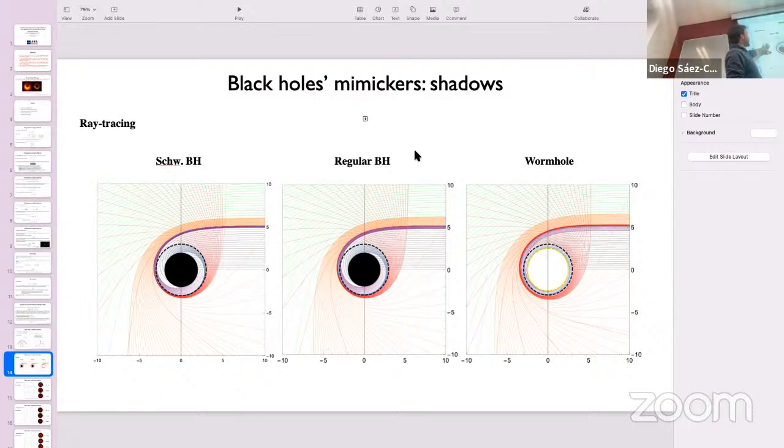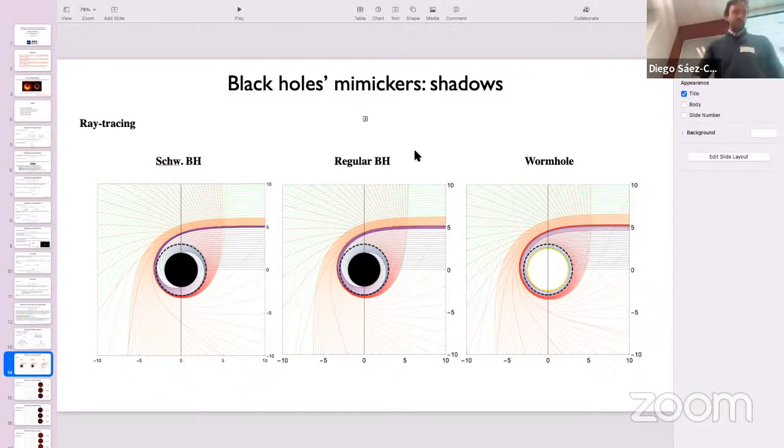Then if we do this for the three cases that we are studying, the picture is more or less the same when you just depict the trajectories. Actually, the regular and the Schwarzschild black hole apparently don't give any difference. Just if you go to the wormhole, where we are assuming obviously that there is no emission from the other side of the throat, the ranges and the contribution from the photon ring emission are a bit wider than in the other two.